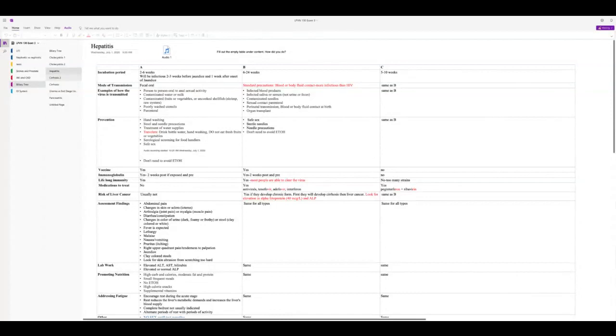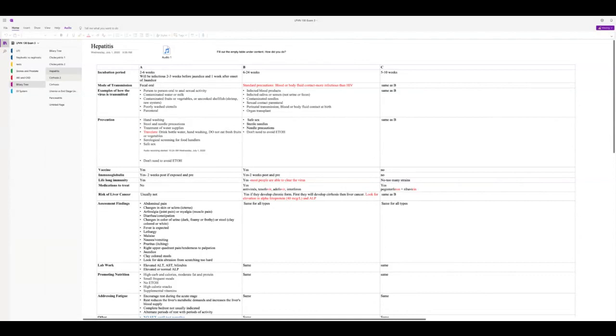So hepatitis A is spread through the fecal-oral route, and it happens quickly and lasts like 2 to 6 weeks. Sometimes people get this and think they have the flu. When people travel, they're going to be prone to this.